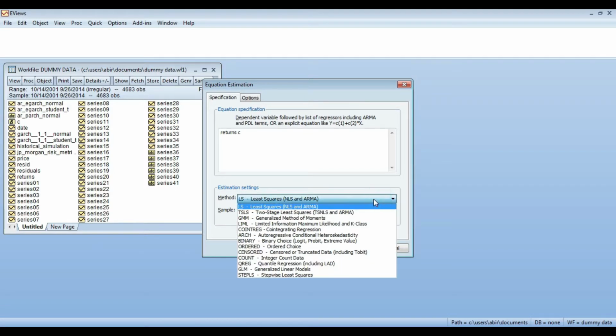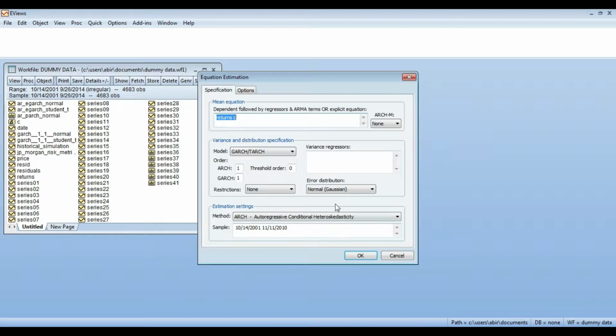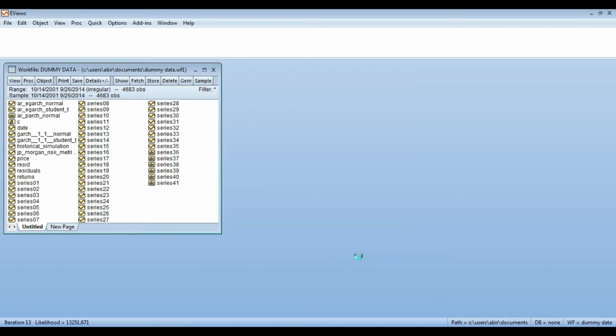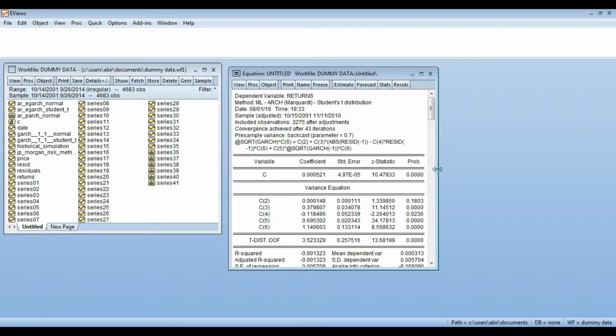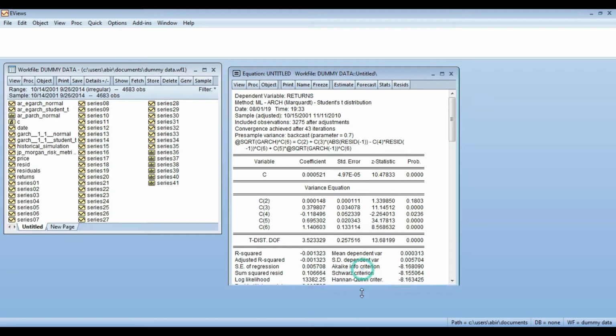So now we'll go to Arch, we'll change it to PARCH, and error distribution should be student's T, and Arch1 and Garch1, the one should remain as it is, since we are estimating PARCH11, so this should be as it is. So we'll click on OK. So we got our equation and everything.